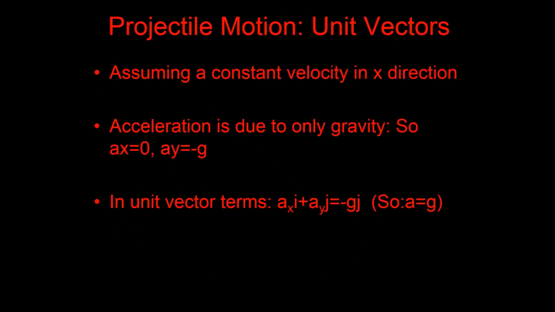So we've said it many times. In all of our problems, assume a constant Vx, a constant velocity in the x direction. Assume acceleration due to gravity is only in the y and is always negative 9.8 meters per second per second. So in our unit vector terms, we'll have a_x i plus a_y j equal to negative g j.